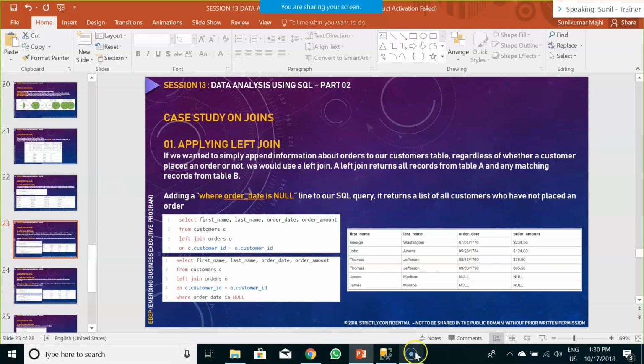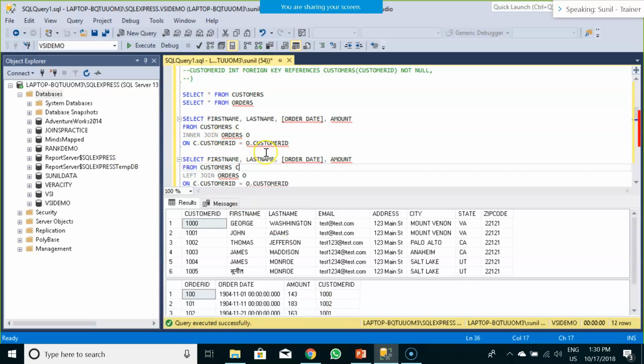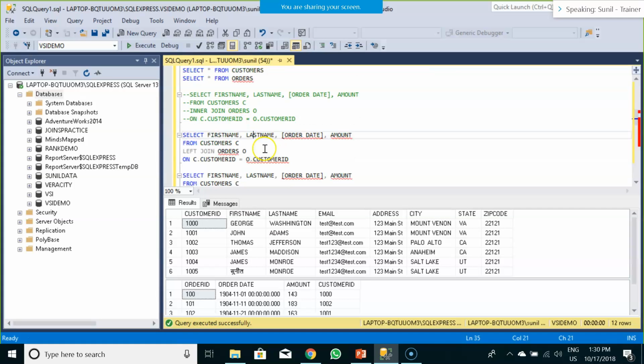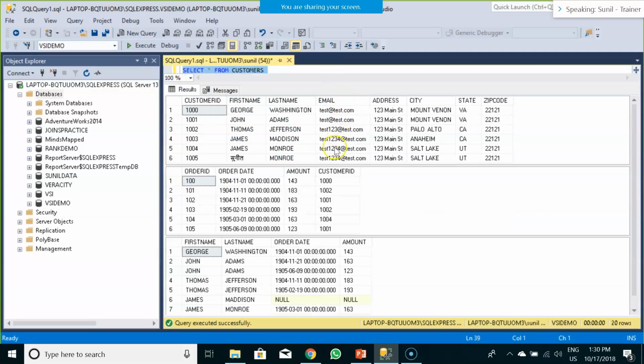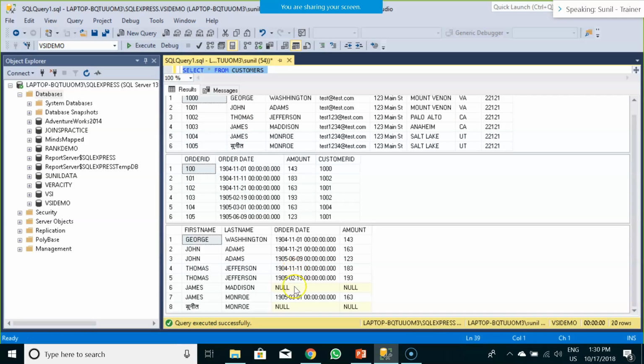Now let us understand how this information is retrieved or executed when we go to SQL. So let me execute it and bring it up a little above. Now this is my customer table and this is my order table. Now if you see here, it returned all the information from the left table, irrespective of whether it has a match in the order table or not.